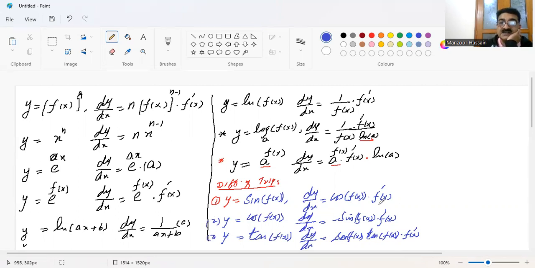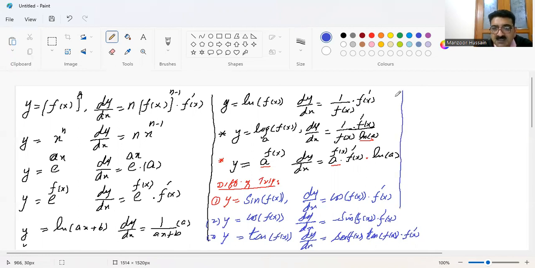Keep in your mind, in every formula, we always write the derivative of the inner function. You can see from the beginning: here is the derivative of the inner function, here is the derivative of the inner function, here is the derivative of the inner function. So it is part and parcel of the differentiation.